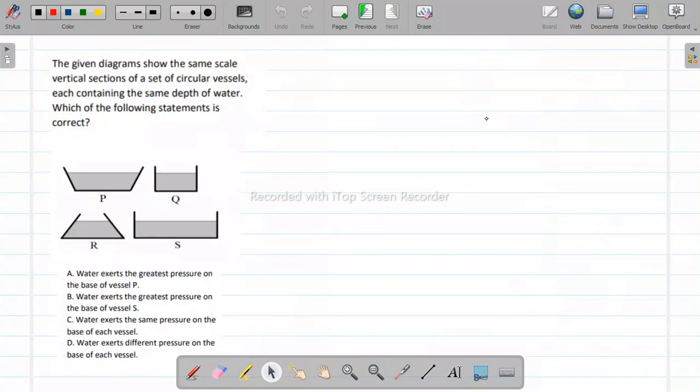Then let's just look at this last MCQ. The given diagram shows the same scale, vertical section of a set of circular vessels, each containing the same depth of water. Which of the following statement is correct? Like you can see in the options as well. आपसे पूछ रहे हैं कंटेनर के बेस पर प्रेशर कैसा होगा इन चारों में, कहाँ इक्वल होगा या किस केस में ज्यादा होगा या किस केस में कम होगा.